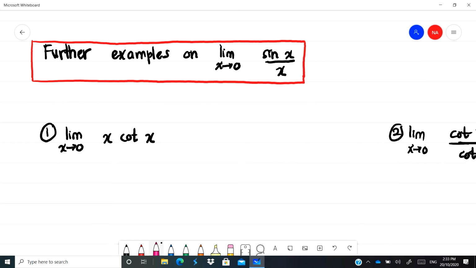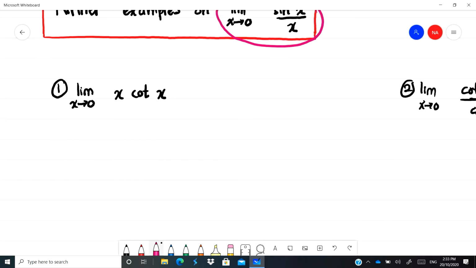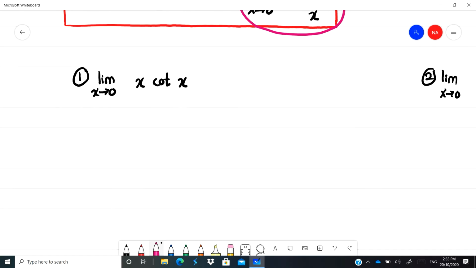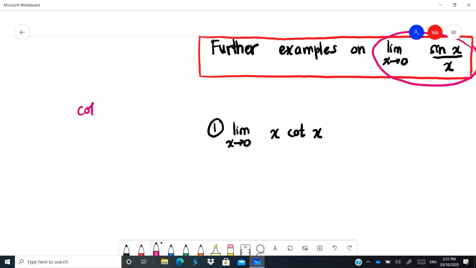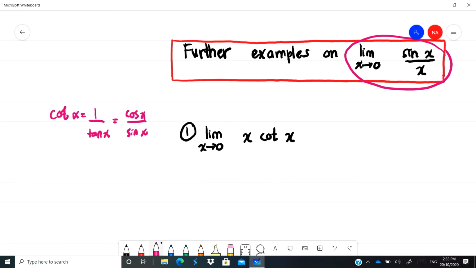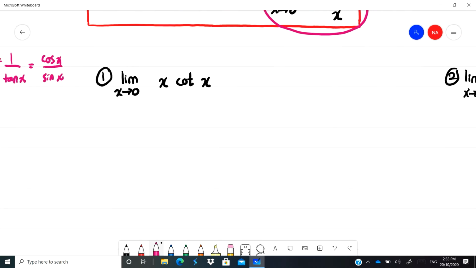He wants me to discuss a little bit on the limit as x approaching 0 of sin x over x involving the cotangent. Let's see this first example. Just recall that cotangent x is 1 over tangent of x, and 1 over tangent is given by cos of x over sine of x. So we know that cotangent of x is given by cos of x over sine of x.